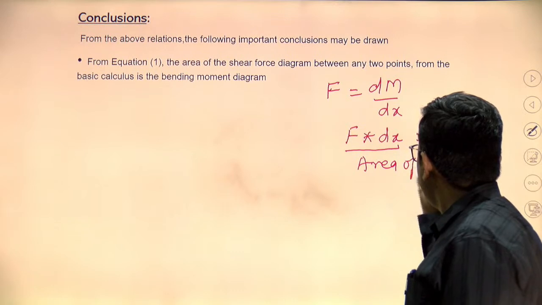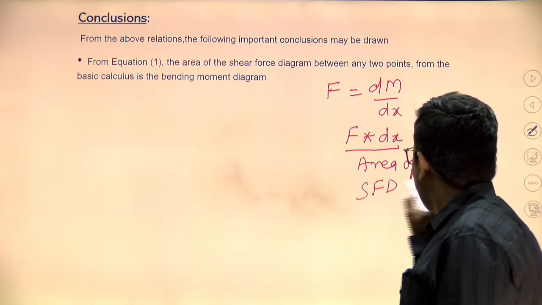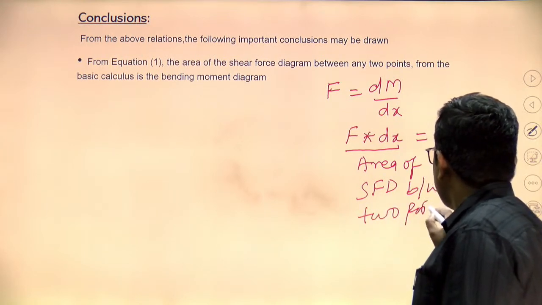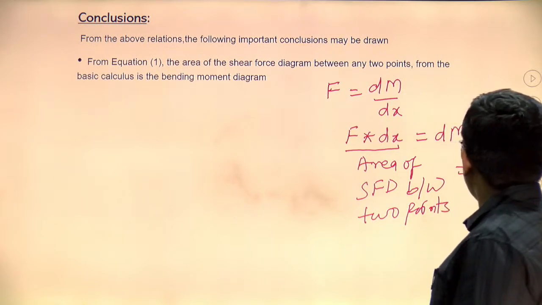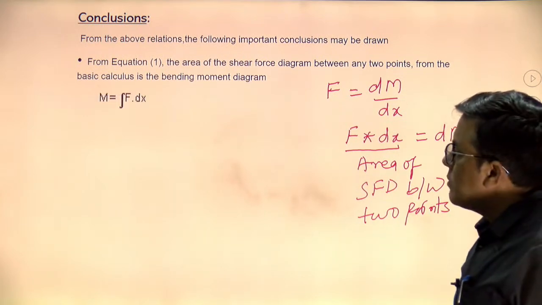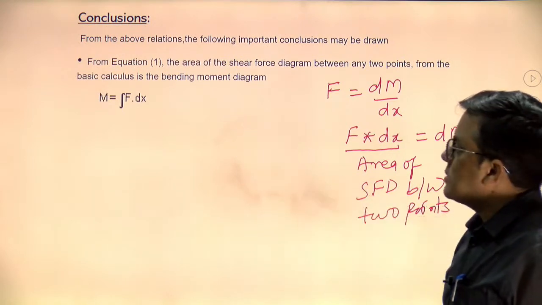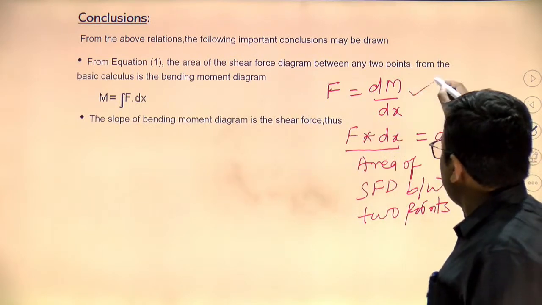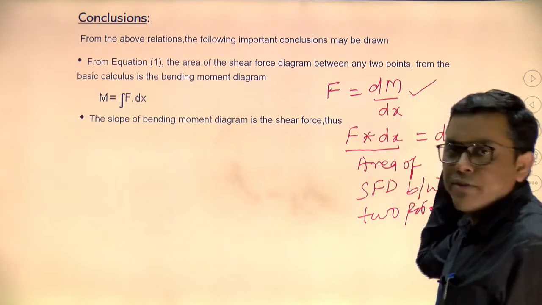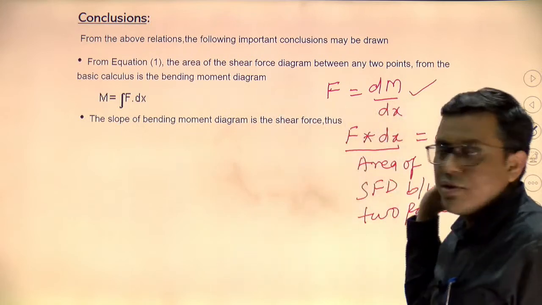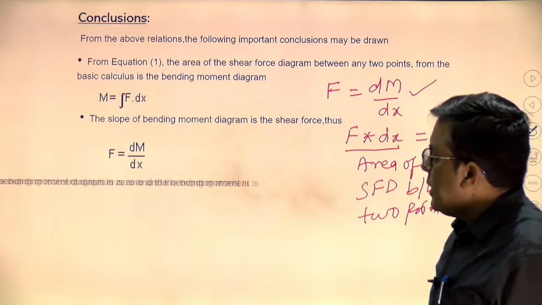f dx is the area of the shear force diagram between 2 points, which is equal to the change in bending moment between these 2 points. M equals integral of f dx. If I am integrating it, so the slope of bending moment diagram is the shear force. This is very clear, from the relation itself. f equals dm over dx, so the slope of bending moment diagram is the shear force.